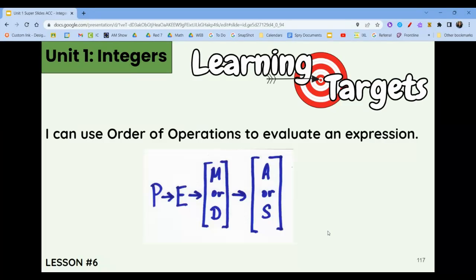Our learning target today is I can use order of operations to evaluate an expression. Order of operations, you may know as PEMDAS, where we would have to do parentheses, then exponents, then multiplication or division, then addition or subtraction.